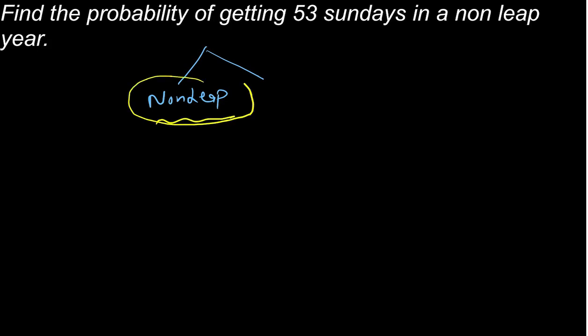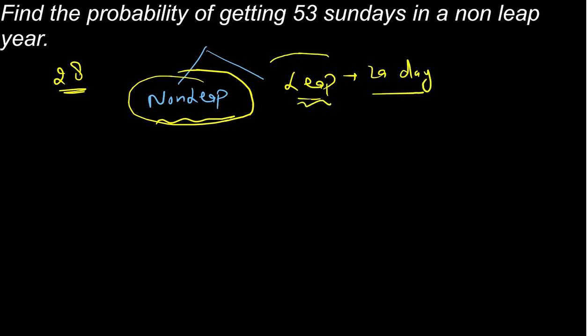Find the probability of getting 53 Sundays in a non-leap year. Okay, so this is a very general question actually. What are leap years and non-leap years? So let me tell you first. A non-leap year is where there is a February of 28 days, and in a leap year obviously February is of 29 days.